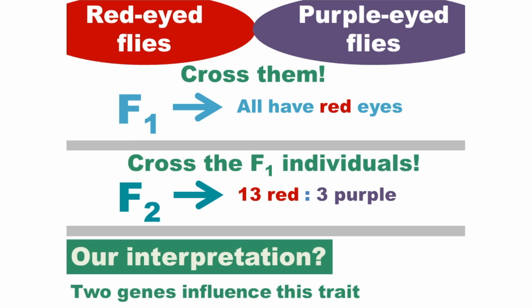So now we have to move on to maybe not as simple an explanation, but something that fits our observations a little bit better. In this case, maybe 2 genes are influencing this trait. We say this because in the F2 generation, we got 13 red to 3 purple, and that's obviously a modification of 9 to 3 to 3 to 1, right?